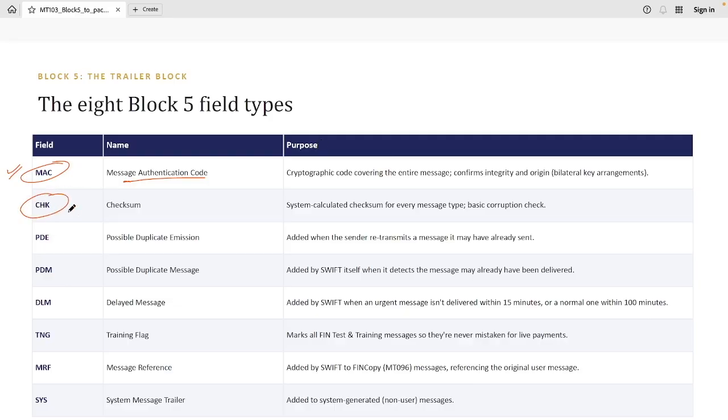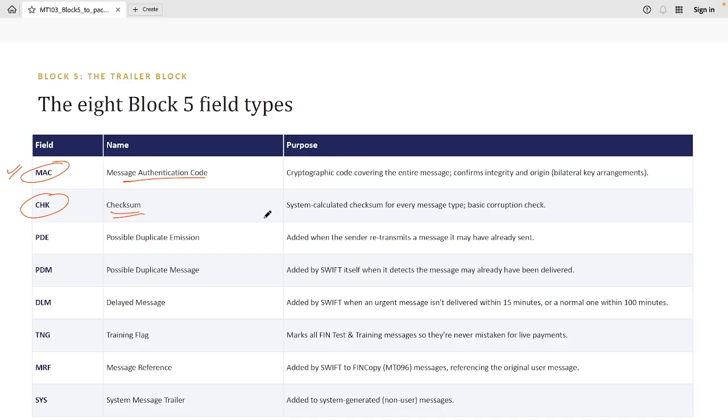Second is CHK. CHK basically stands for checksum. The checksum helps the receiving infrastructure confirm that the message was not corrupted during transmission. For example, imagine that one character in an amount or account number or BIC code was accidentally altered while the message was traveling between different banking systems. So an integrity check is designed to help detect that the received message is not identical to the transmitted message.